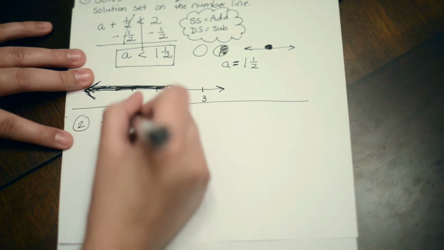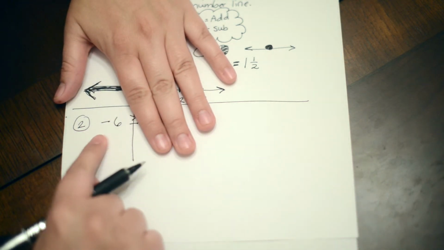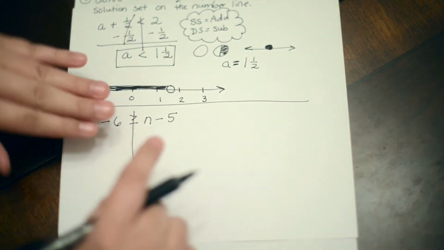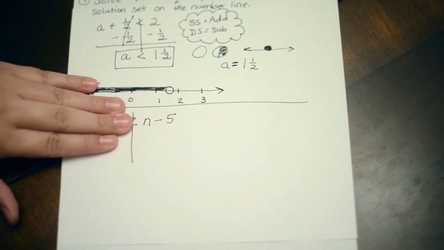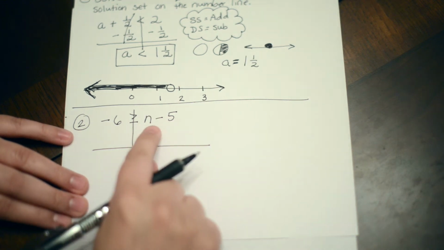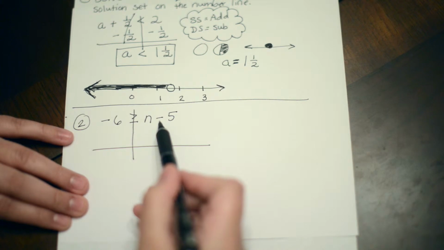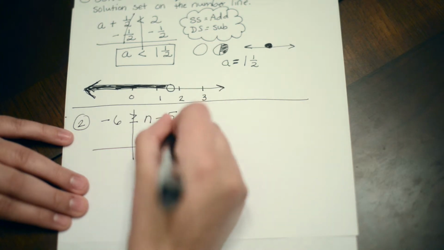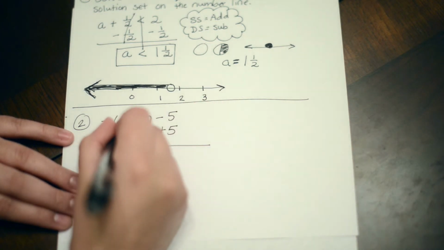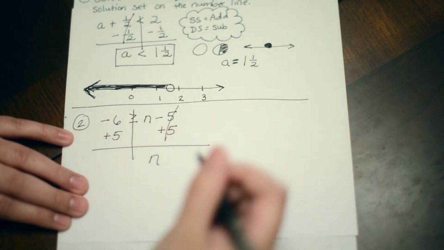So we're going to go ahead and draw a little river. And on one side you have -6, so he's happy because he's by himself. But on this side, who's going to be leaving? That -5, or subtracting 5. So you're going to do the opposite or the inverse of subtraction, which is addition. So you're going to add 5 to both sides. So 5 left, you have n by itself.